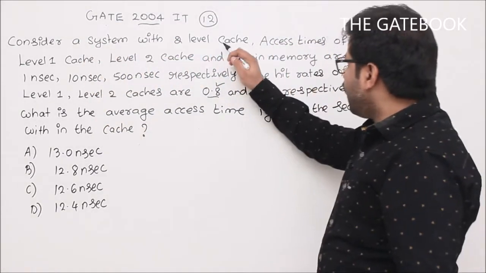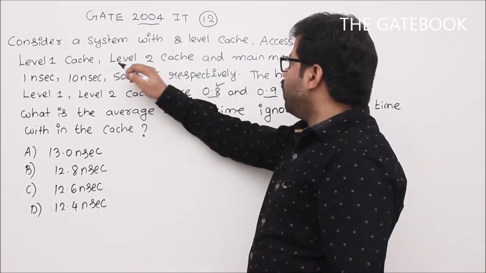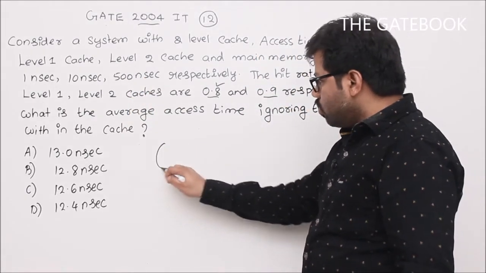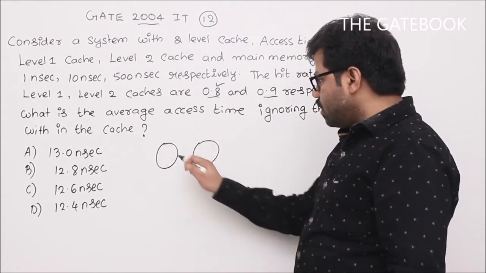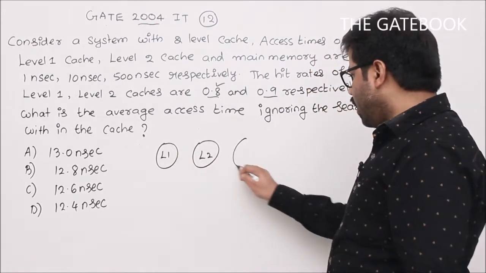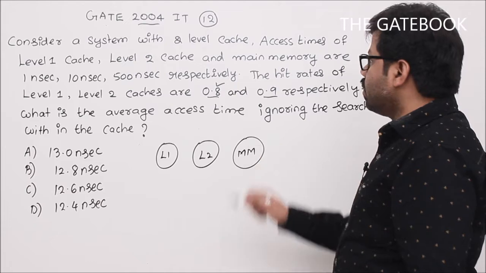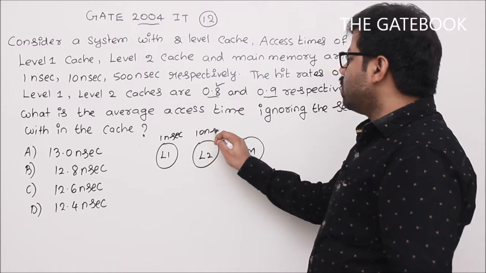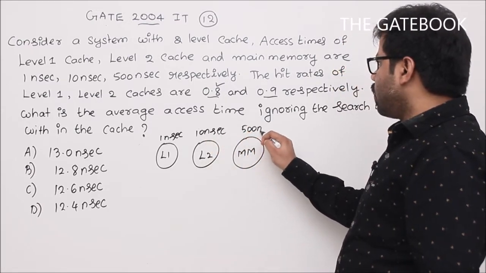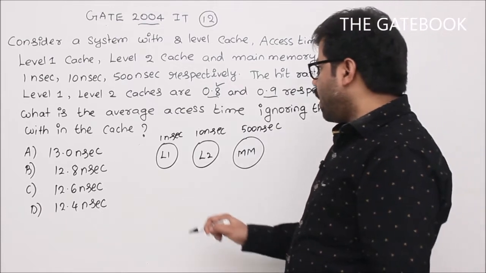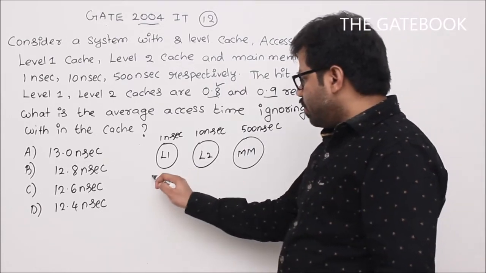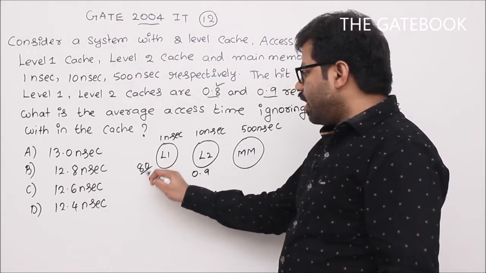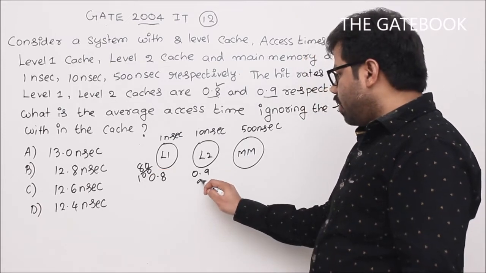Consider a system with 2 level cache. Access times of level 1 cache, level 2 cache and main memory are 1 nanosecond, 10 nanoseconds, 500 nanoseconds. So we have 2 levels of caches, L1 and L2, and 1 main memory, right? So that is what is mentioned in the question. The hit rates of level 1 and level 2 caches are 0.8 and 0.9. So 0.8 can also be written as 80 by 100 and 0.9 can be written as 90 by 100.